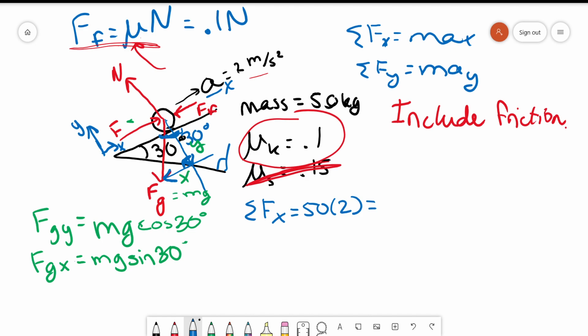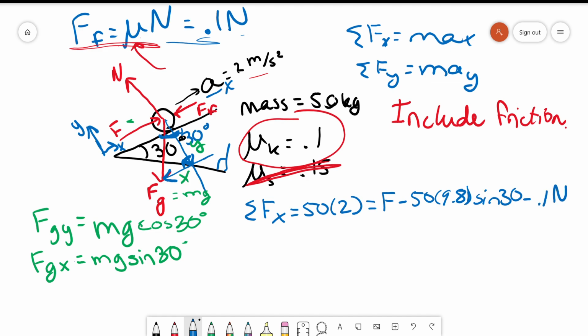And we still have our positive applied force. And we have our negative gravity, x component of gravity. So 50 times 9.81 times sine of 30. And we also have our negative force of friction, so minus F of F, which we know, so I'm going to go ahead and write in the formula here. We know that is 0.1 n. That's what we found up here.